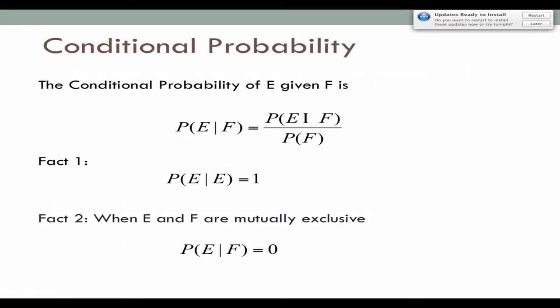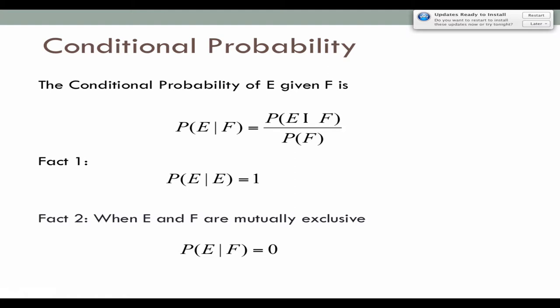It's an intersection. In the numerator is P of E intersect F, and in the bottom is the probability of F. There are two facts associated with conditional probability. Probability of E given E is 1. That means if event E has happened, then this event is going to be certain. Given E has happened, the probability of E happening is 1.